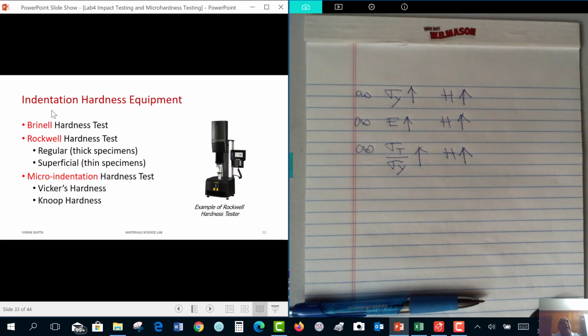So far, when we have looked at indentation hardness equipment, in lab 1 we looked at the Brinell hardness test. In lab 2 and lab 3, we looked at the Rockwell hardness test, regular specimens, and the superficial Rockwell hardness test for thin specimens. In this lab, we are going to look at the micro indentation hardness test. We are going to focus on Vickers hardness this time. And then in the next lab, we will have a component on Knoop hardness.